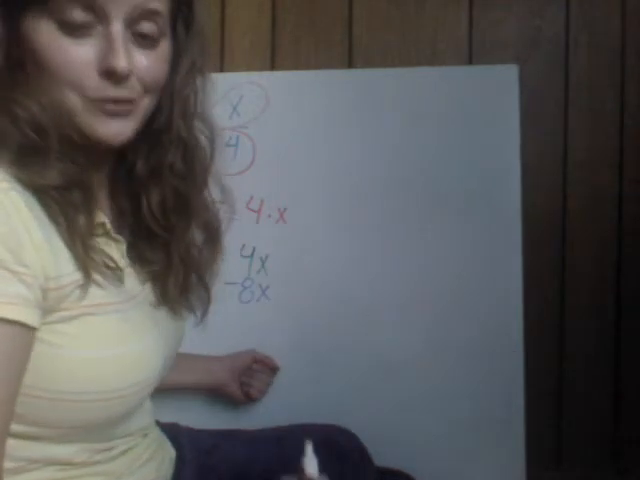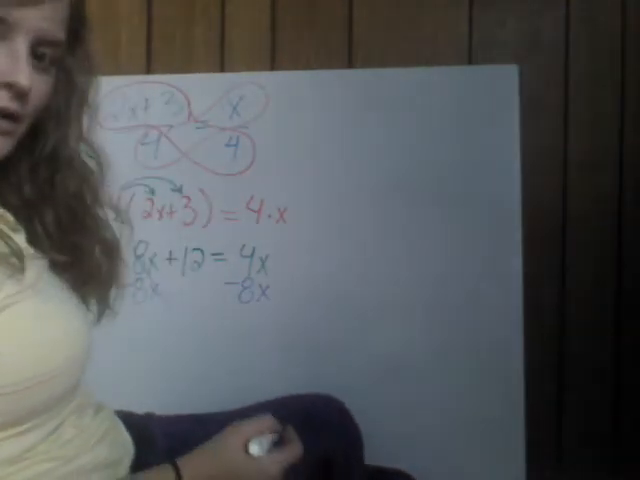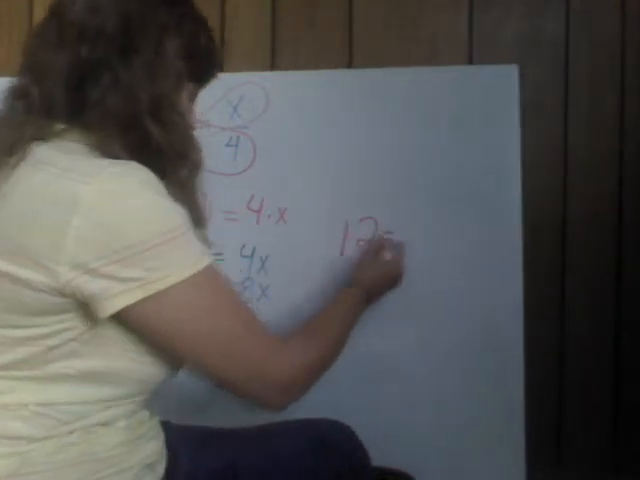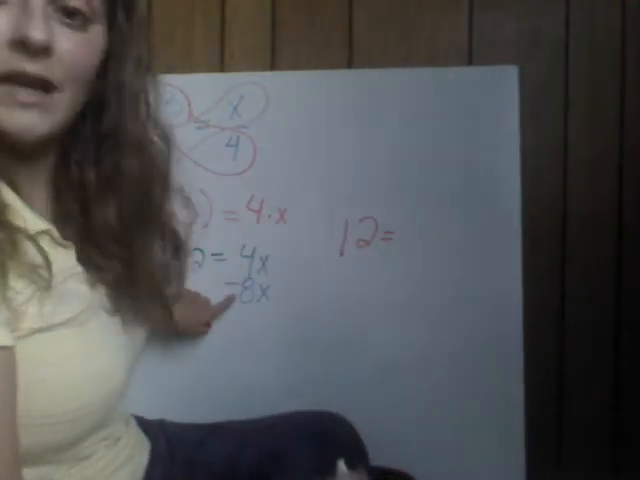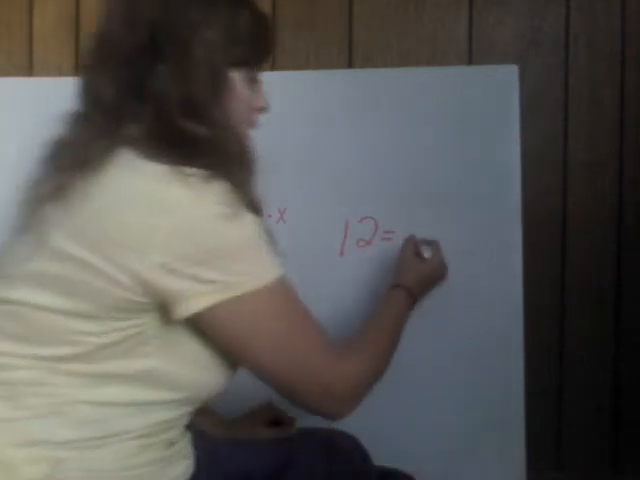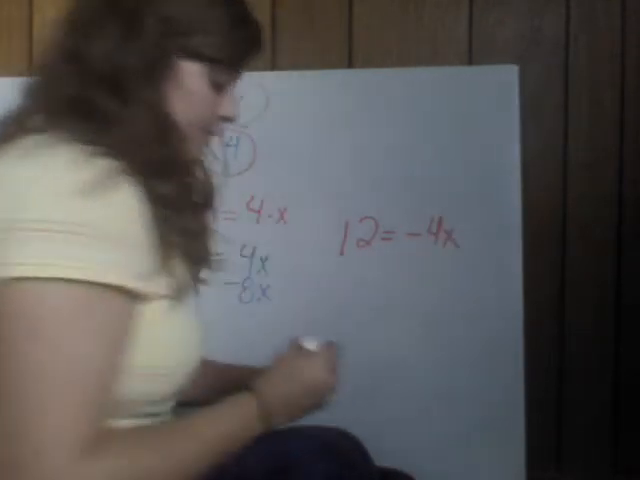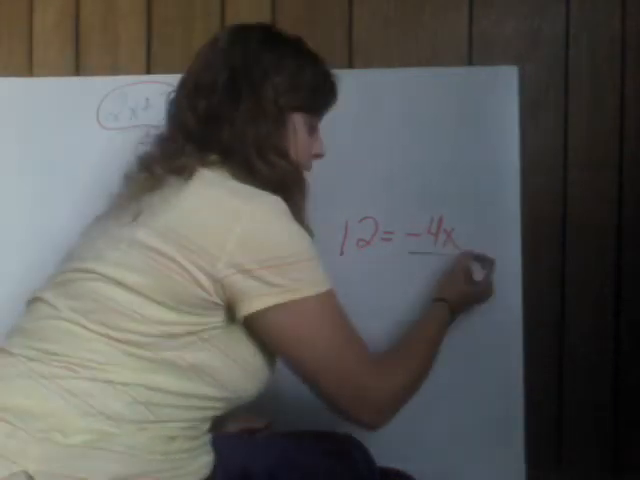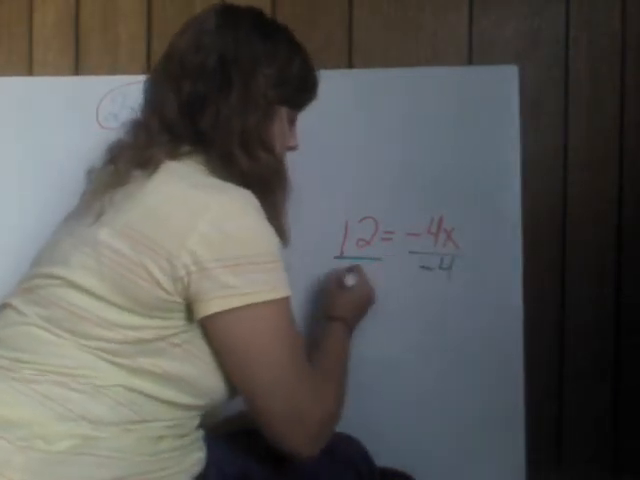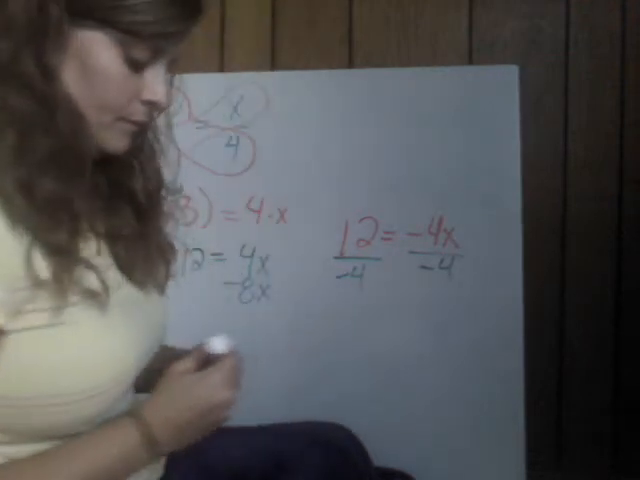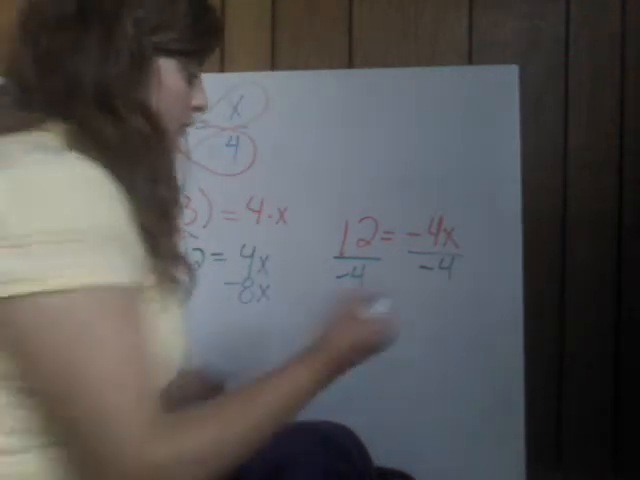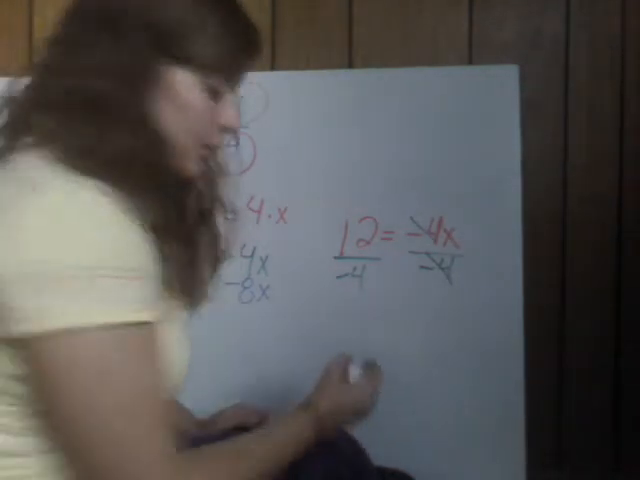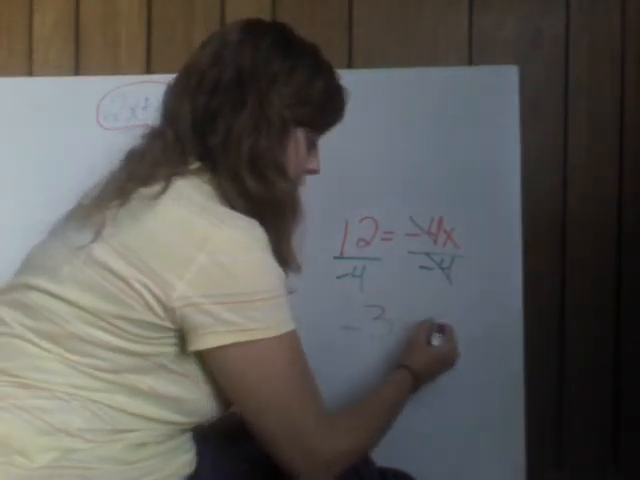When you have one of these at home, it's really nice. All right, so I've got, these have canceled out. I have a positive 12 is equal to 4 minus 8 is a negative 4x. Okay. So now I'll divide both sides by negative 4. These will cancel out. 12 divided by negative 4 is a negative 3. Negative 3 equals x.